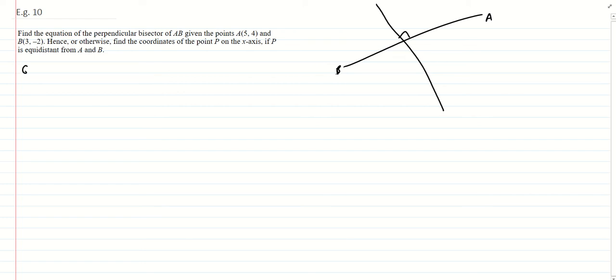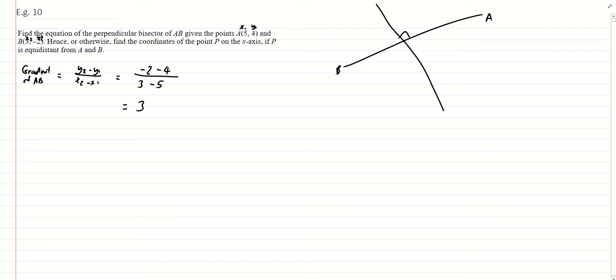So gradient of AB is again given by y2 minus y1 over x2 minus x1. So again, it will help you if you label this x1, y1, x2, y2. So we have negative 2 minus 4 over 3 minus 5. It's very helpful because when you label, you won't mix up the numbers. All right, so negative 6 divided by negative 2, we get positive 3.